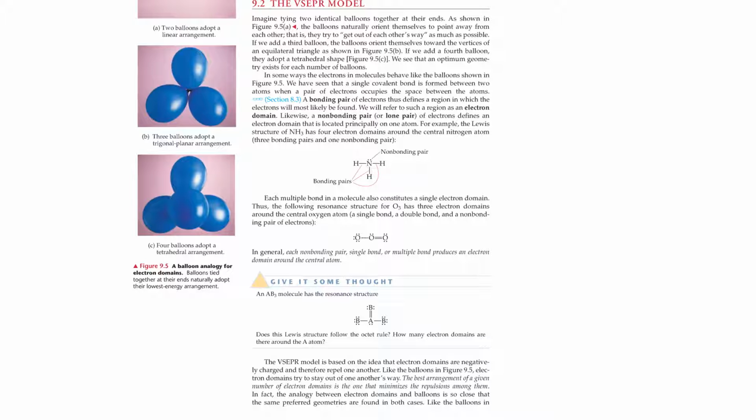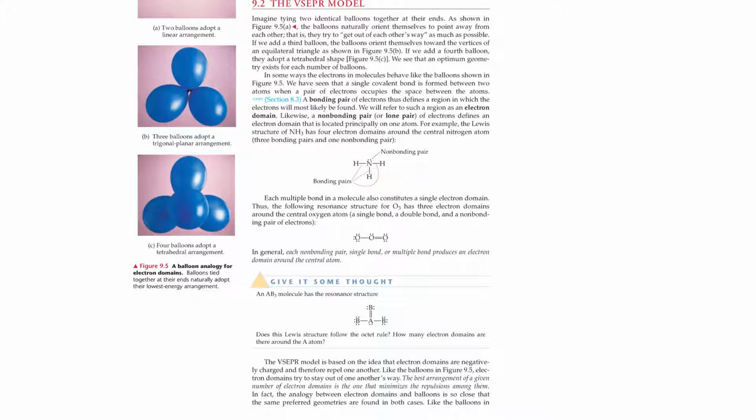The balloons naturally orient themselves to point away from each other. That is, they try to get out of each other's way as much as possible. If we add a third balloon, the balloons orient themselves towards the vertices of an equilateral triangle, as shown in Figure 9.5b. If we add a fourth balloon, they adopt a tetrahedral shape. We see the optimum geometry exists for each number of balloons.